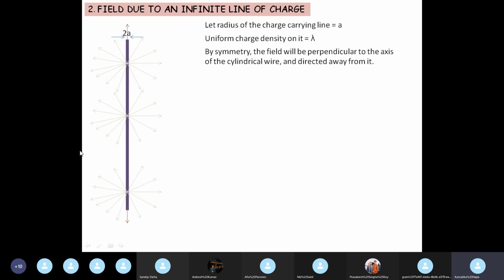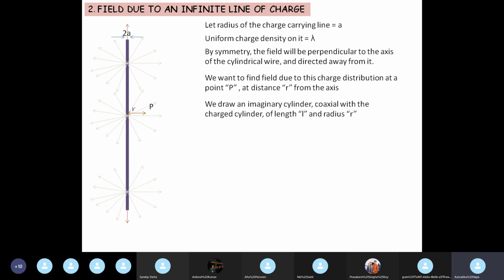I have shown three positions. These lines basically exist all throughout the length of the wire. Now we want to find the field due to this charge distribution at a point P, which is at a distance r from the axis. Suppose this is the point P. All of you can see the point P, at a distance r from the axis. We want to find the electric field at such a point due to this rod.